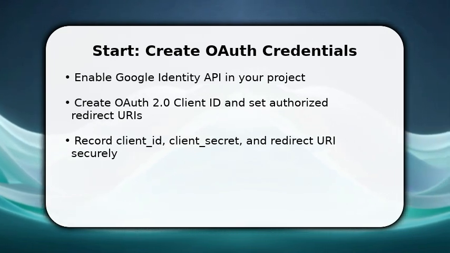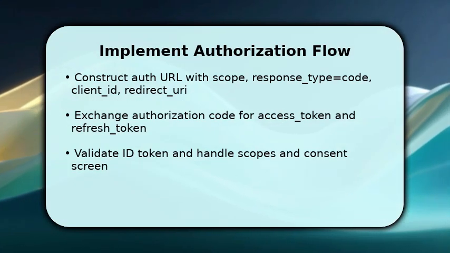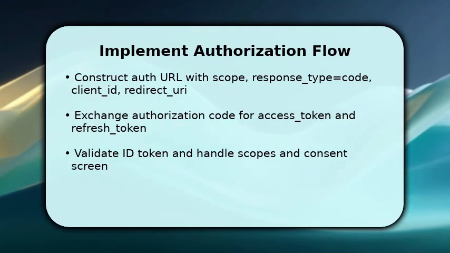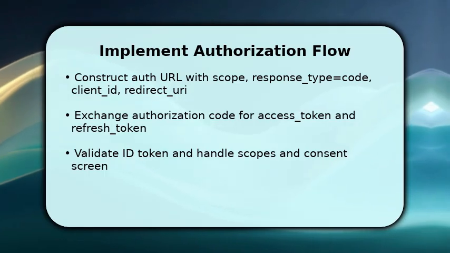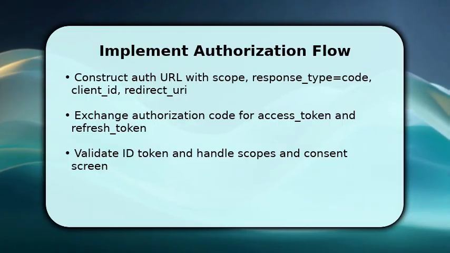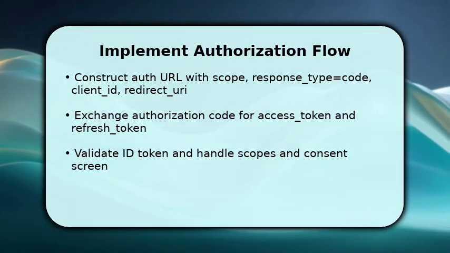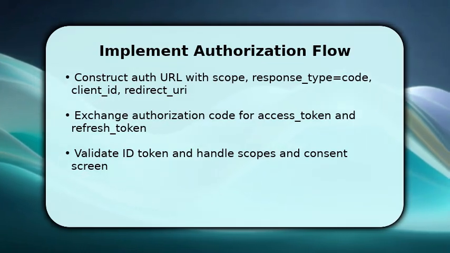Next, you build the authorization URL including client ID, scope, response type equals code, and redirect URI, then direct the user there so they grant consent. Once they return with a code, immediately exchange that code at Google's token endpoint for an access token and refresh token. This is how you get long-lived access without reprompting.